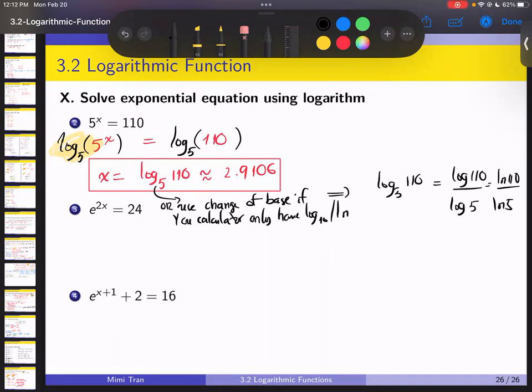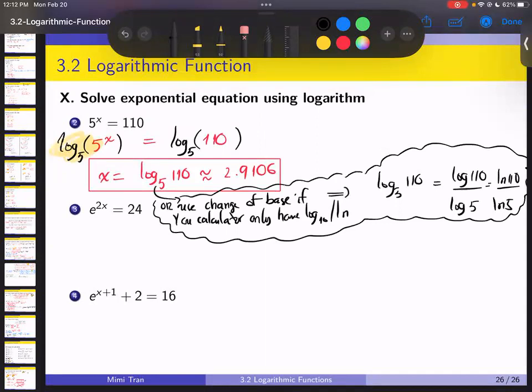Number 3, any suggestion? Any suggestion for number 3? Take what log base what? Remember your goal is to bring the x down. Yeah, ln or log base e, same thing, right? So ln or log base e is the same thing. So maybe I'll use ln just to get you used to it.